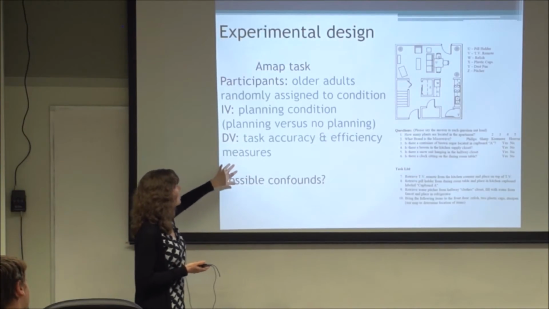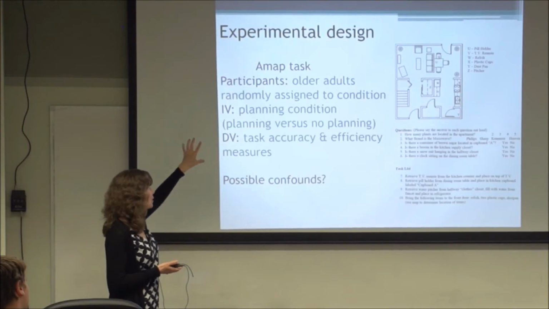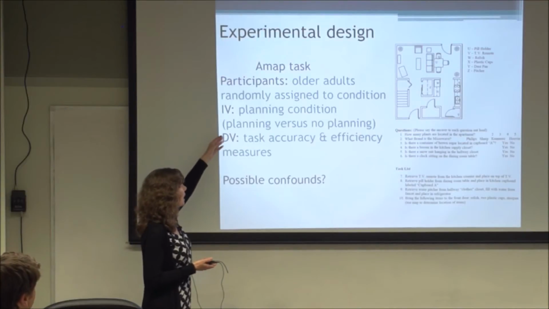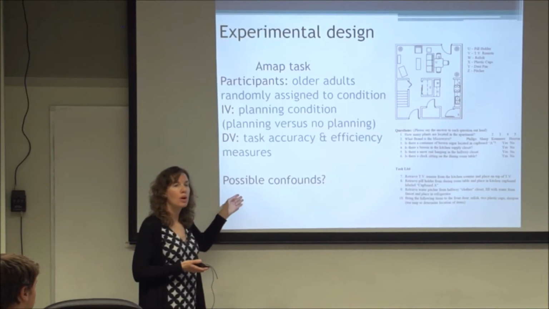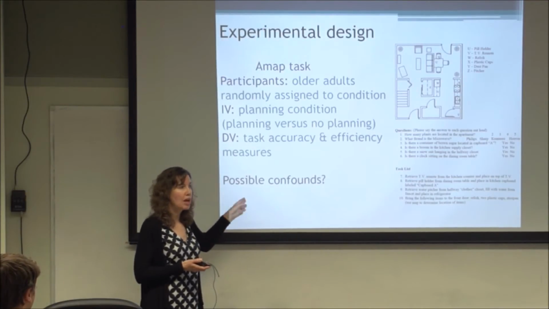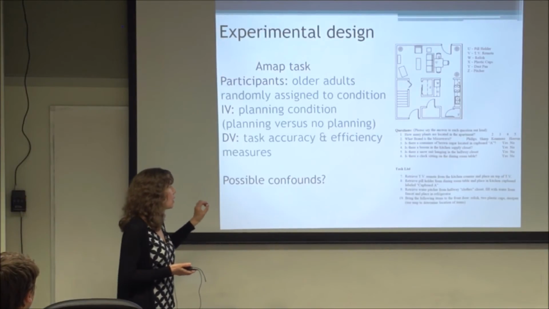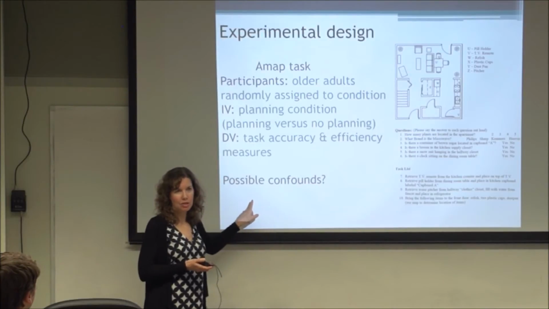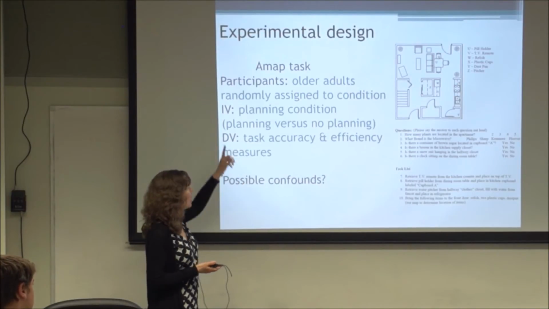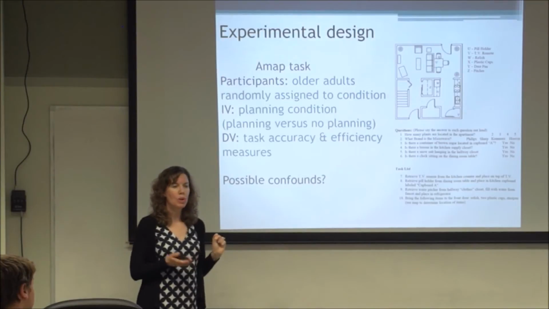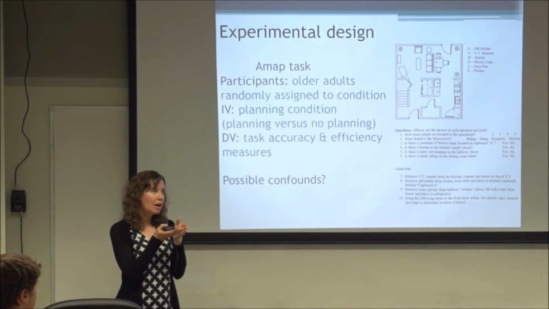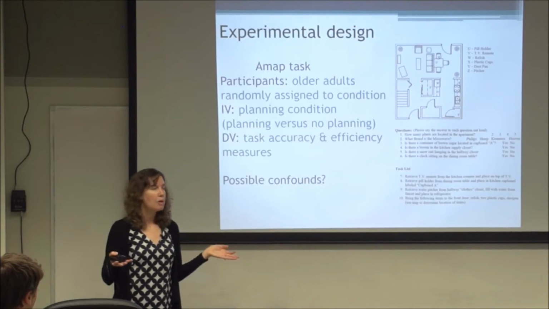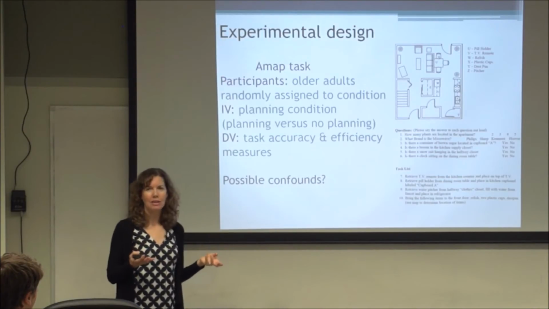I don't remember exactly, well, we didn't exactly do the experiment this way, but let's say we found that older adults in the planning condition were more efficient in the way they completed the task. One of the things that we would have to do is make sure there's no other explanations for our data. Because we randomly assign people, we would hope that their level of education would be equivalent between the two groups. But let's say we just wanted to check that to make sure.